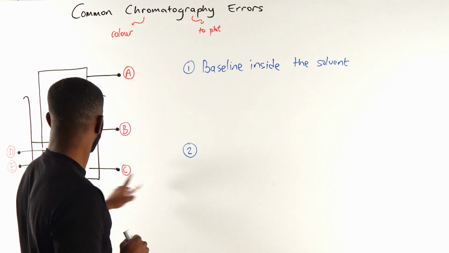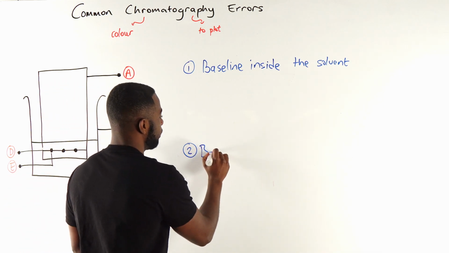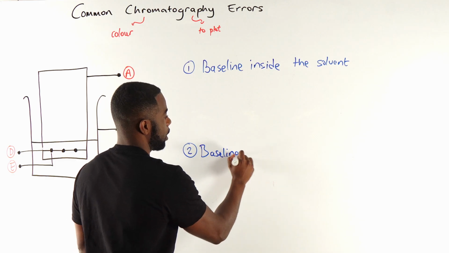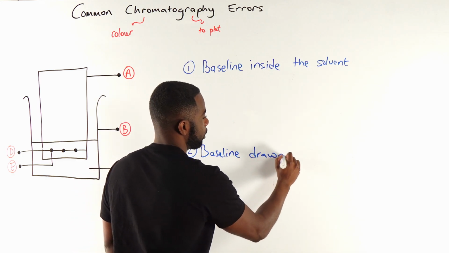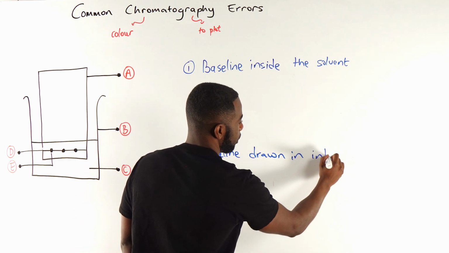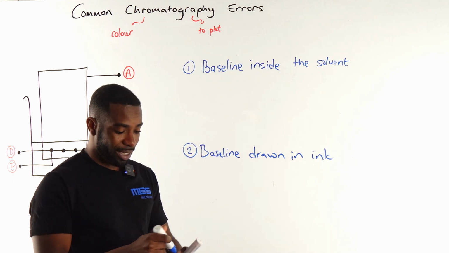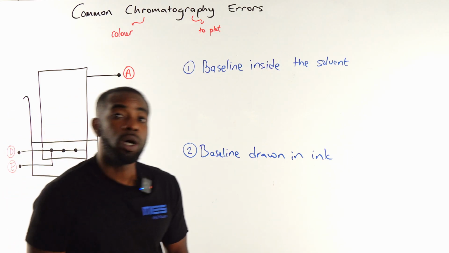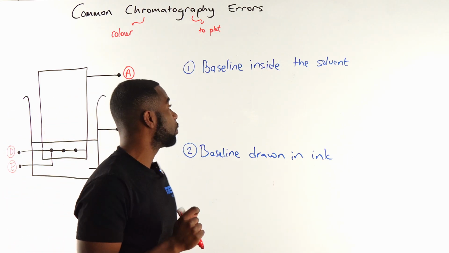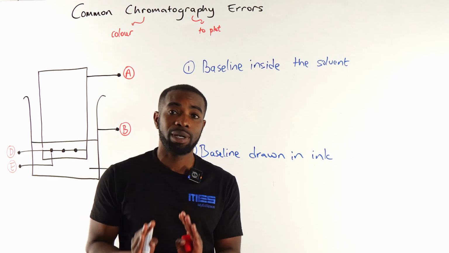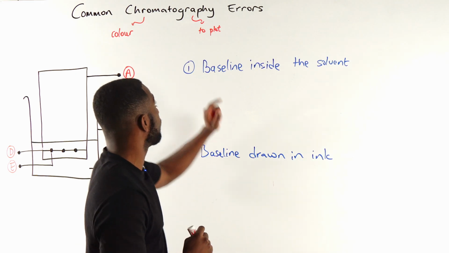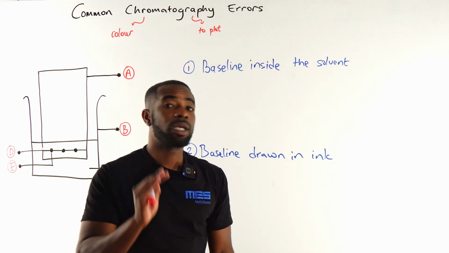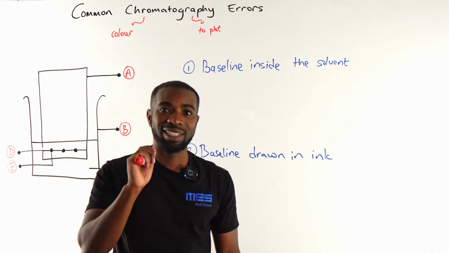So number 2, what can happen is your baseline again. Baseline will be drawn in ink, and I'm going to explain why these both lead to undesirable results. So the undesirable consequences of these, always remember the keyword dissolve. Whenever you're thinking about chromatography errors, think about the explanation involving the word dissolve.